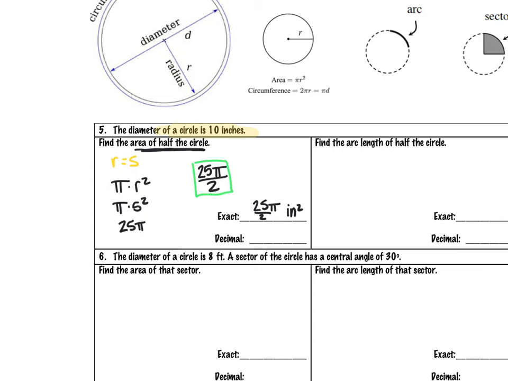If I wanted to turn that in a decimal, I could take 25 times pi divided by 2 into my calculator and get a decimal to 2 places.